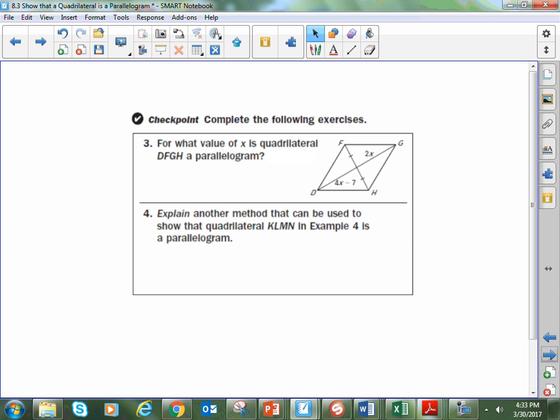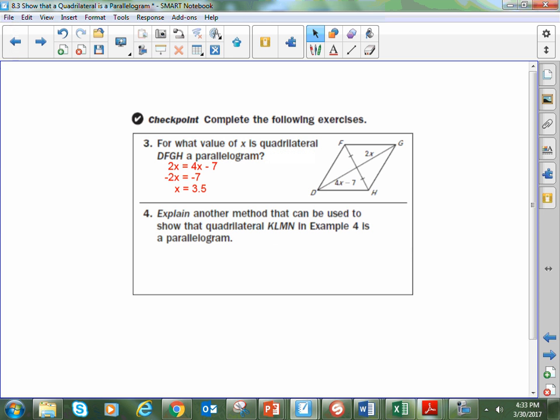All right, so hopefully you have your answers ready. Let's go ahead and take a look at problem 3. What value of x would make the quadrilateral a parallelogram? So we can see again, just like we did in the last example, that we have a diagonal that is bisected already. So we're looking to see what the other one would have to be. So that means 4x minus 7 has to equal 2x, and work that out. So x would have to be 3.5.